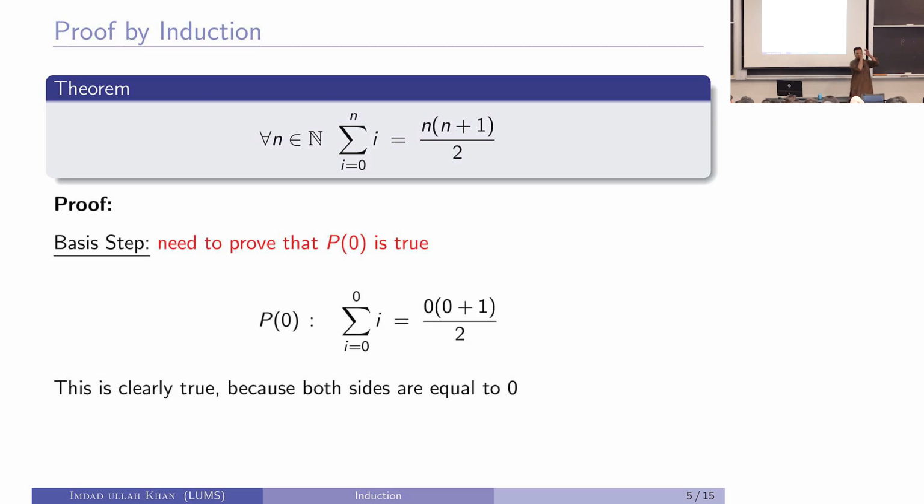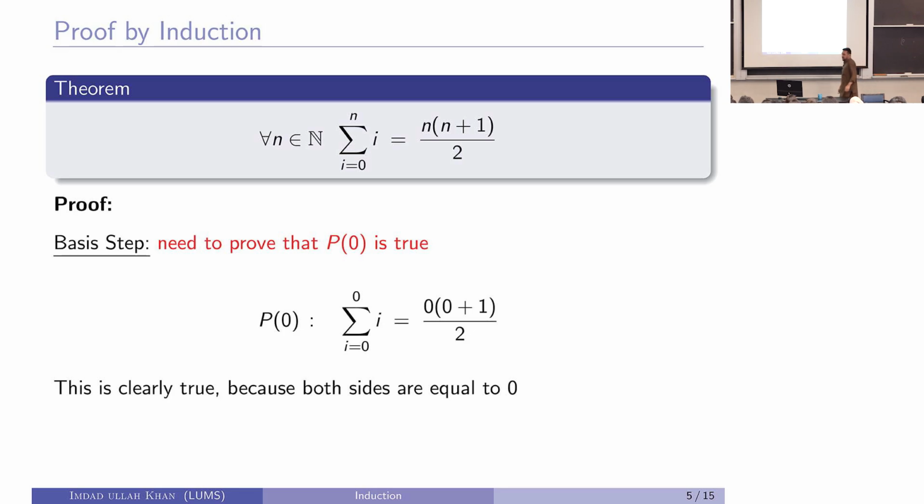So, it says if I add 0 with nothing, I get 0, and that is a true statement. So, we establish that yes, P of 0 is true. Out of all these infinitely many statements, the first one is true.